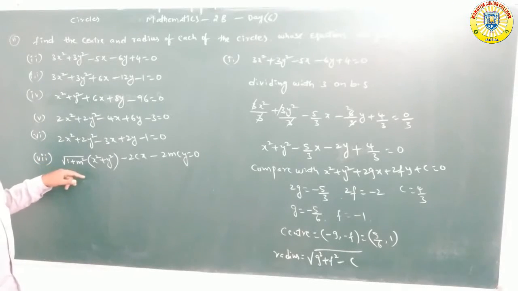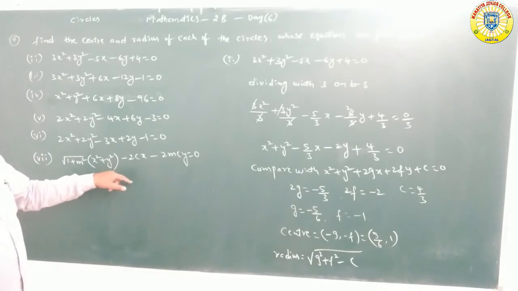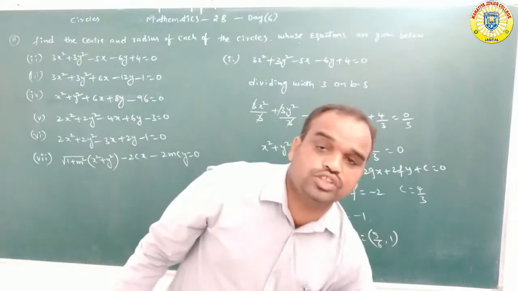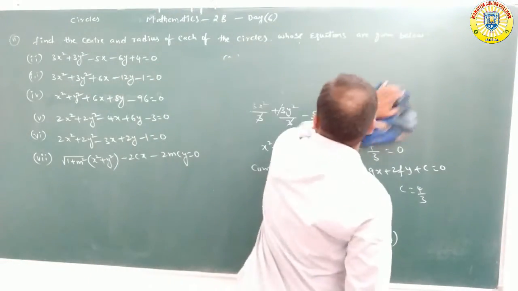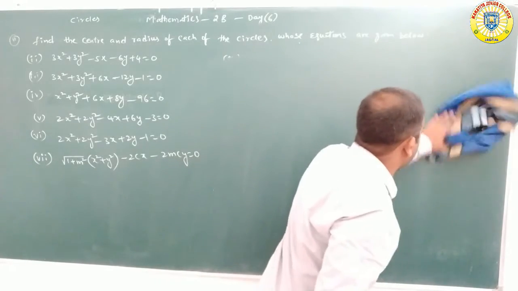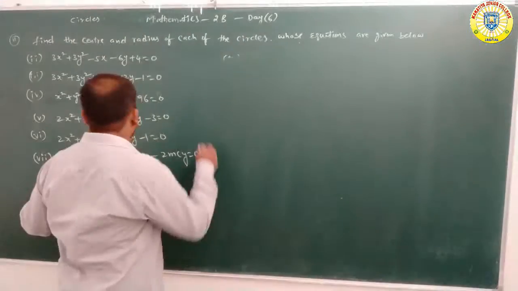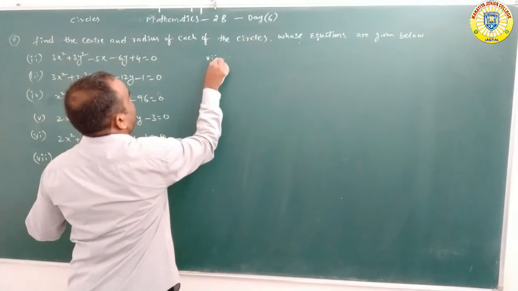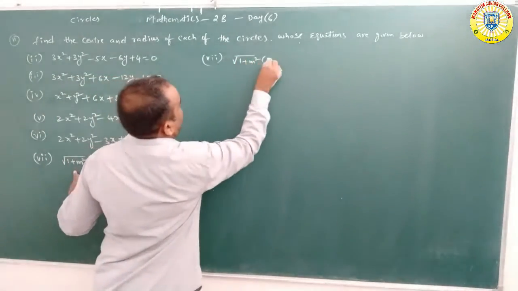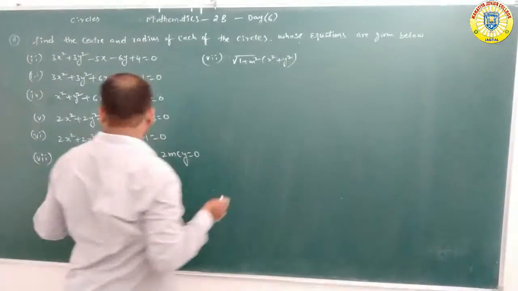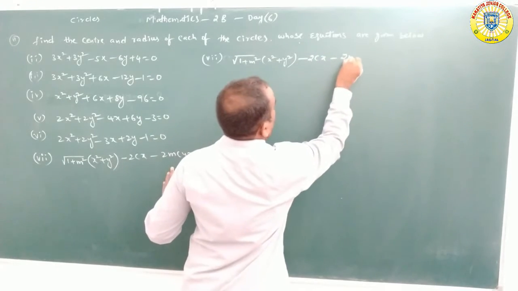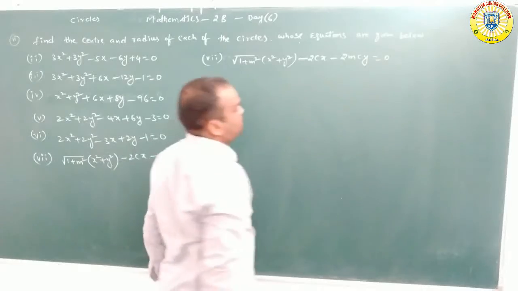Next, the seventh one: under root of 1 plus m square into x square plus y square, minus 2cx minus 2mcy equal to 0. Read this one and find the center and radius of that circle. The last one, I am saying, do the remaining problems as homework. What is the seventh question? Under root of 1 plus m square into x square plus y square minus 2cx minus 2mc into y is equal to 0.